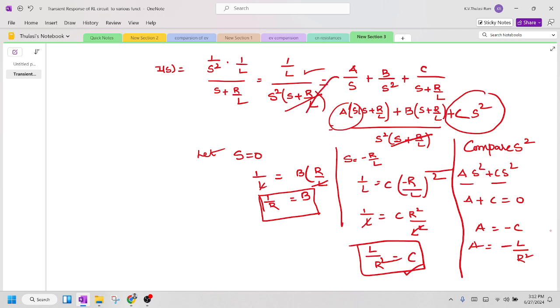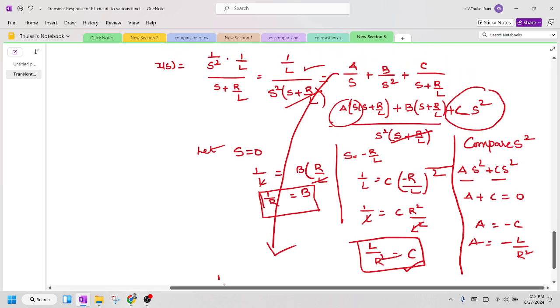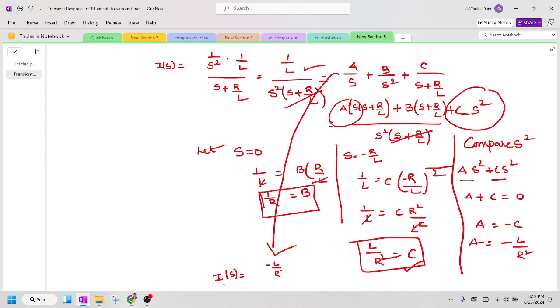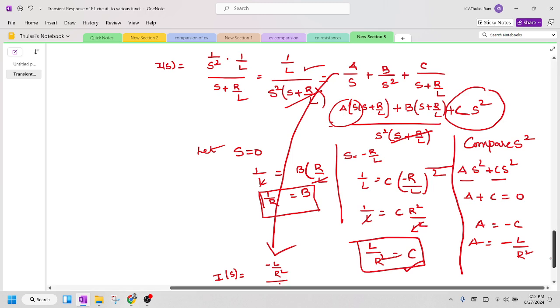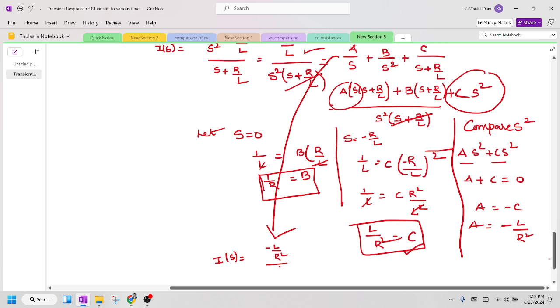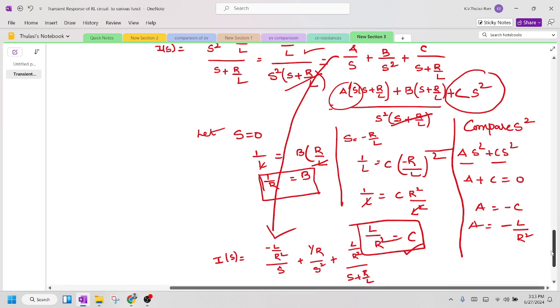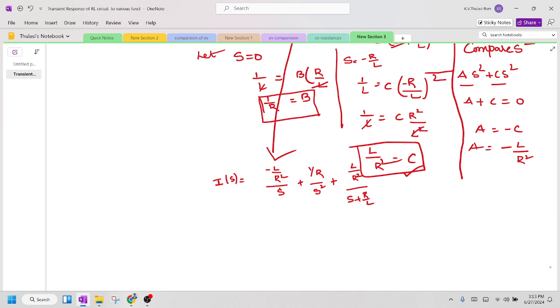Now let's substitute in this equation. In the equation of I(s), we get I(s) equal to A, which is minus L by R squared, divided by s, plus B, which is nothing but 1 by R, divided by s squared, plus C, which is L by R squared, divided by s plus R by L. So this is how we have the equation of I(s).